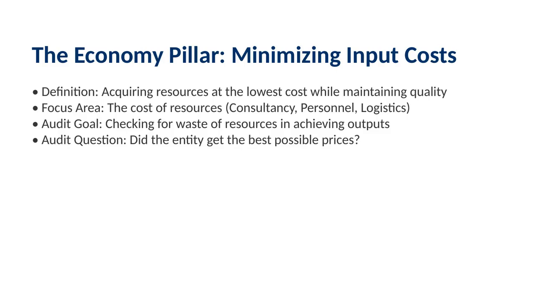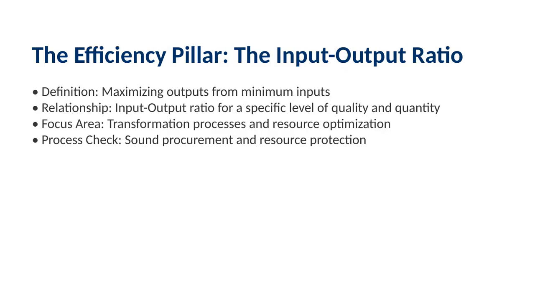Moving on to efficiency. While economy is about the cost of inputs, efficiency is all about the input-output ratio. In the public sector, efficiency is achieved when we maximize the output using the minimum amount of inputs, or conversely, minimize the inputs for a specific level of quality and quantity of output.